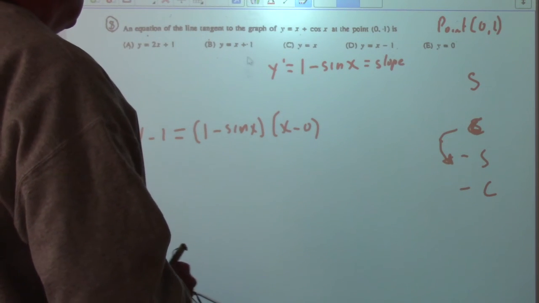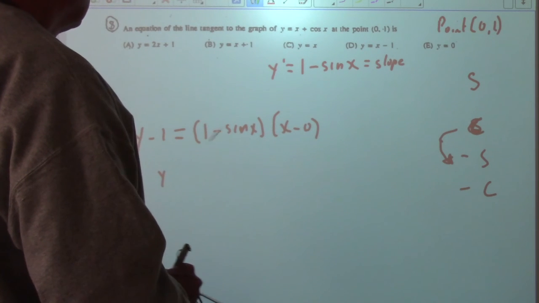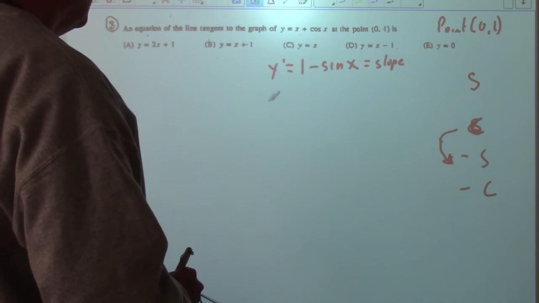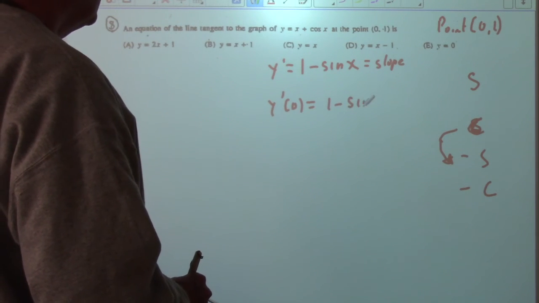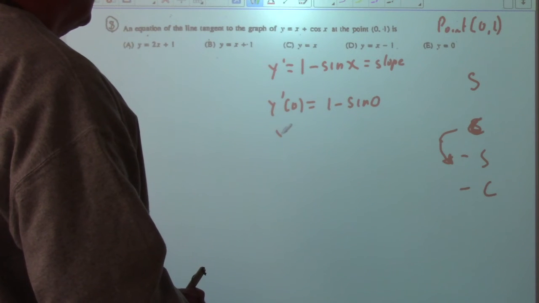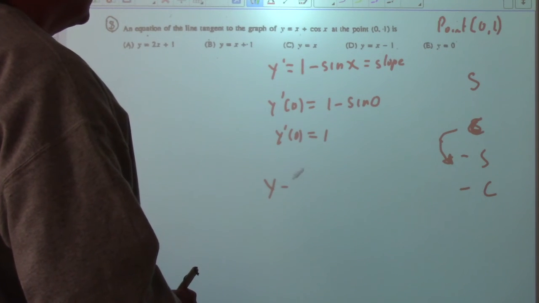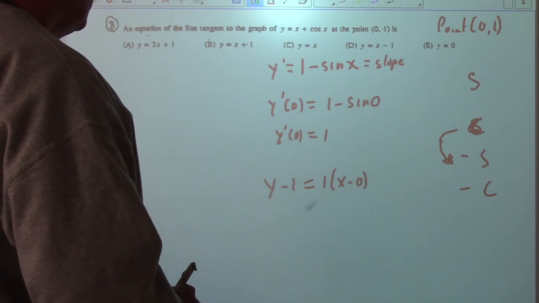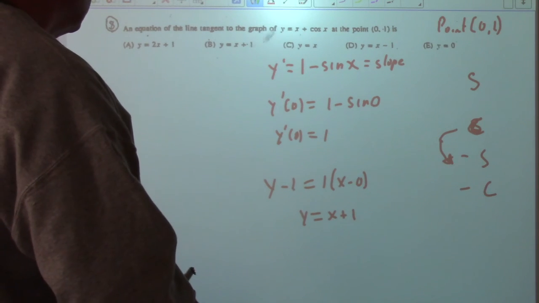So let's go ahead and plug in 0 for x. So y prime for x equals 0 is going to be equal to 1 minus sine of 0. And sine of 0 is 0. So y prime of 0 equals 1. So our answer is going to be y minus 1 equals our slope times x minus 0. So that's going to be y equals x plus 1. So y equals x plus 1 is B.